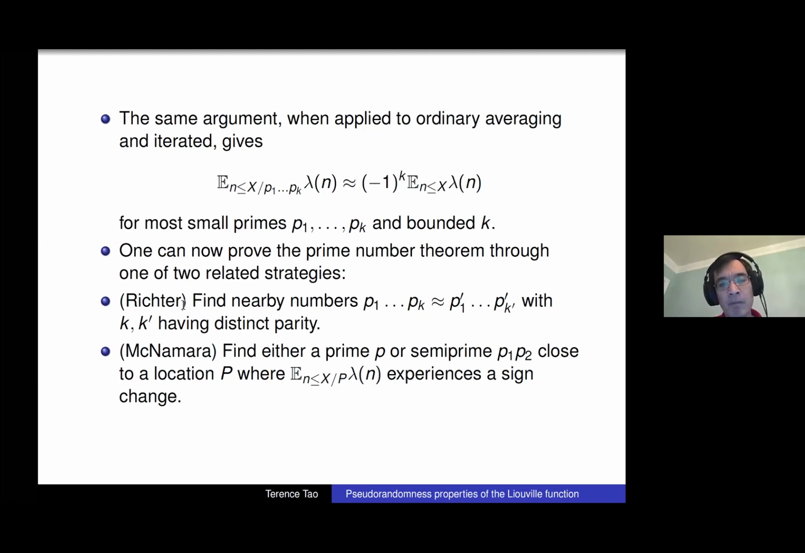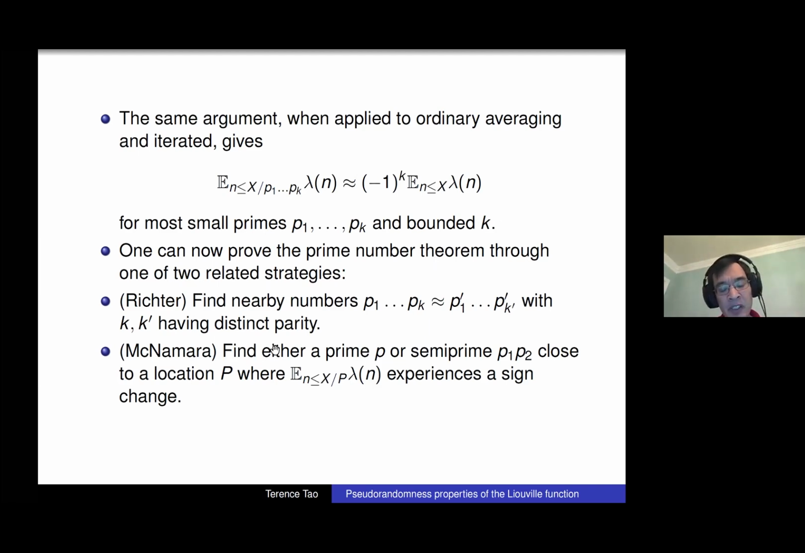Florian's approach used a little bit of additive combinatorics, and he found two numbers which are products of primes, where one was the product of an even number of primes, and one was the product of an odd number of primes, and they were close together. He could find two numbers with different parities of prime factors which were close, and he applied this type of approximation to both of them. But because of the sign change, you could show that all the averages here were basically zero or close to zero.